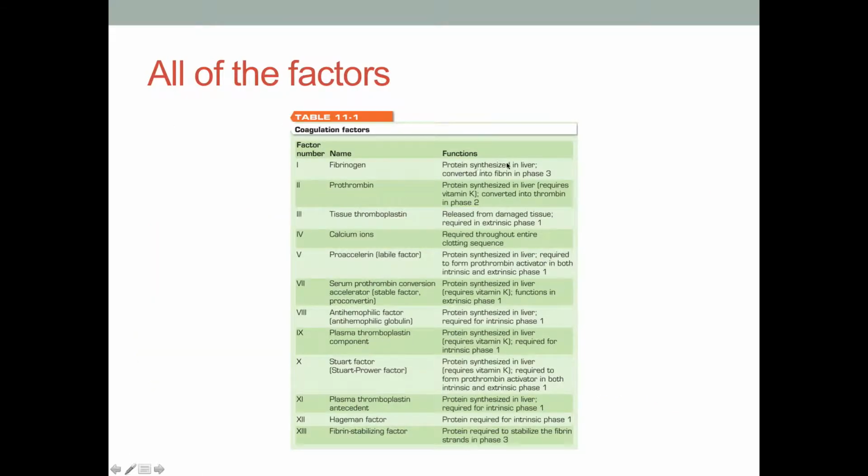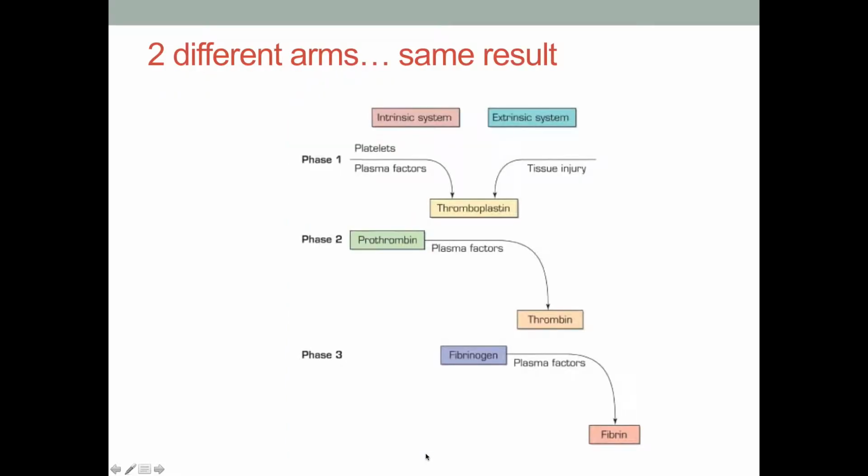Here are all of the factors. Again, you can take a look at where these things are made, so you'll see that factor 1, factor 2, those are made in the liver. Prothrombin is vitamin K dependent. Factor 7 is vitamin K dependent. Factor 9, factor 10, those are all vitamin K dependent substances. The rest are really just made in the liver. So you have to have active, healthy livers and adequate vitamin K intake in order to have all of the factors necessary to create a clot through the coagulation cascade.